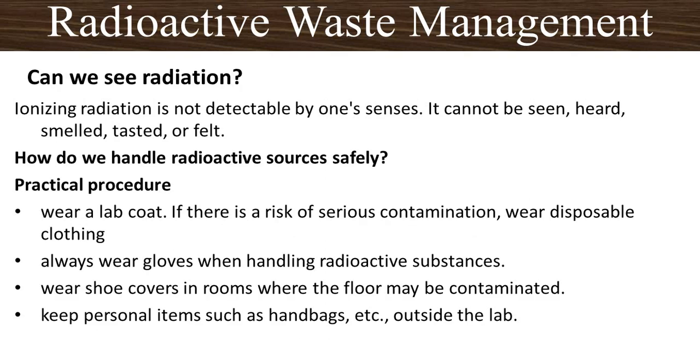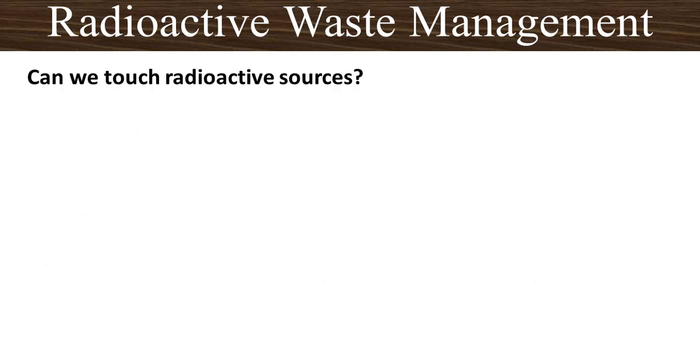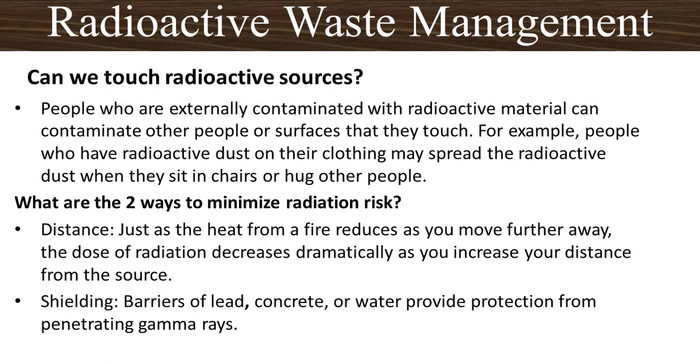Ionizing radiation is not detectable by one's senses. It cannot be seen, heard, smelled, tasted or felt. So, we handle radioactive sources safely by wearing a lab coat. If there is a risk of serious contamination, wear disposable clothing. Always wear gloves when handling radioactive substances. Wear shoe covers in rooms where the floor may be contaminated. Keep personal items such as handbags outside the lab. People who are externally contaminated with radioactive material can contaminate other people or surfaces that they touch.